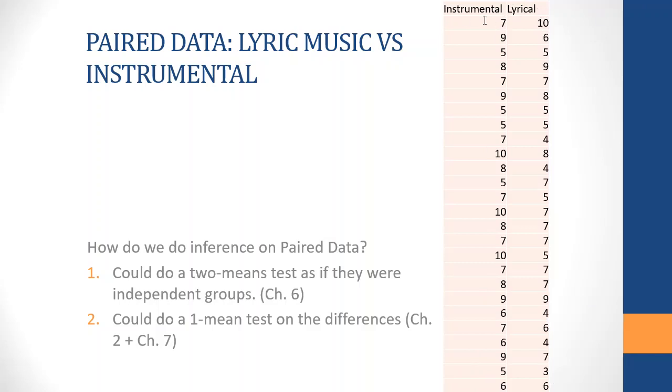And you can see that this is student 1, they memorized 7 words and then 10 words. Student 2 memorized 9 and then 6, 5 and then 5, 8 and then 9, 7, 7, 9, 8, etc. So you can kind of see, you could treat this as two independent groups, which would be a Chapter 6 method with two means. But you could also just subtract this. 7 minus 10 is -3, 9 minus 6 is 3, 5 minus 5 is 0, and look at the differences, and then you have just one set of data for differences. And what I want to do is show you how that would look in the applets if you treated it as paired data versus treating it as two independent groups.